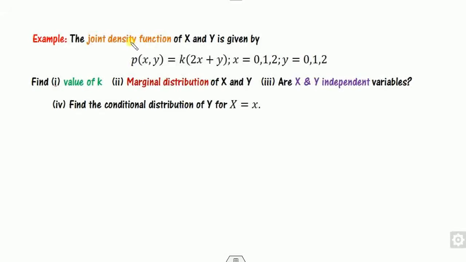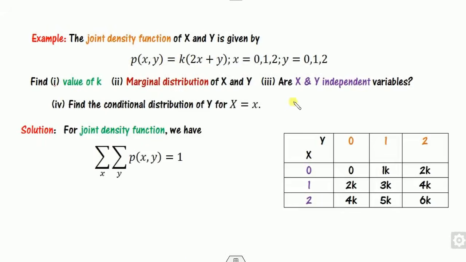Look at another example. The joint density function is given here. You have to find these 4 answers. So what you do is firstly you have to construct this table. X is 0, 1, 2, and y is 0, 1, 2. So when x is 0 and y is 0, you can substitute here, and the answer is 0. When x is 0 and y is 1, you can substitute here.